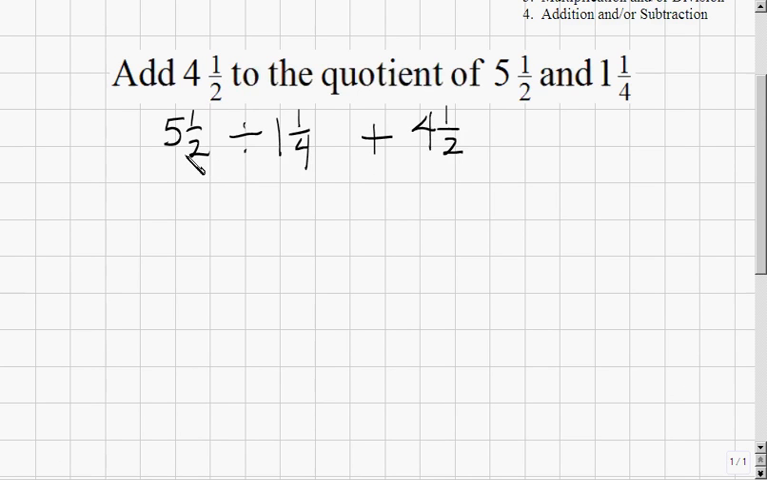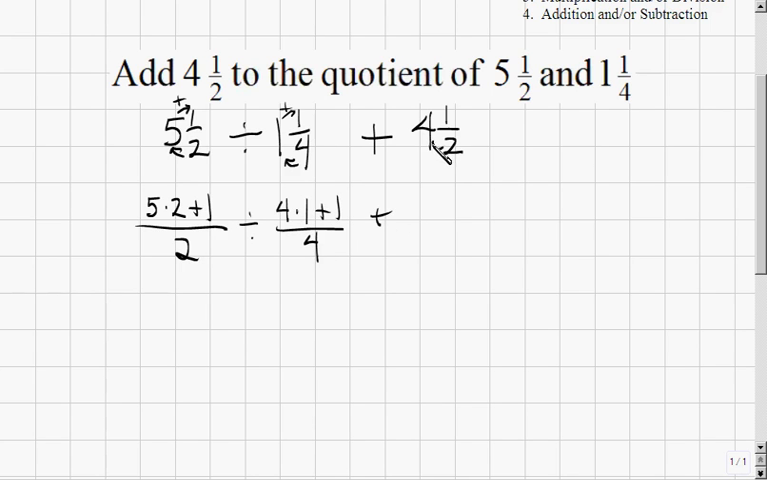How do we do that? For each one of these, we'll multiply the denominator by the whole part, and then add that to the numerator, and write that over the denominator. So for example, in our first case, 5 times 2 plus 1 over 2, divided by. In our second case, we'll have 4 times 1 plus 1 over 4. And in our last case, we would have 2 times 4 plus 1 all over 2.